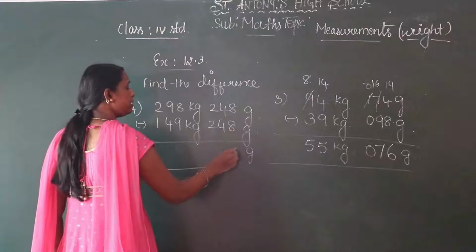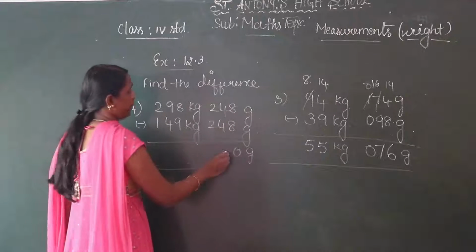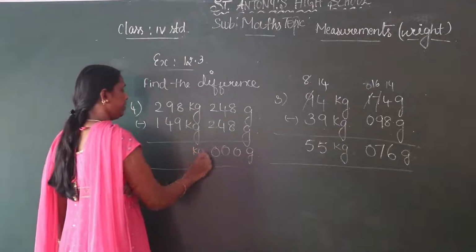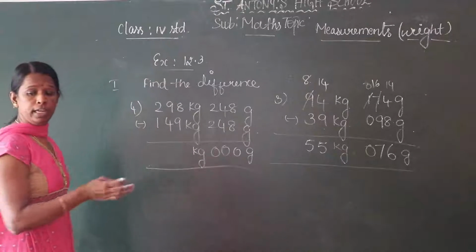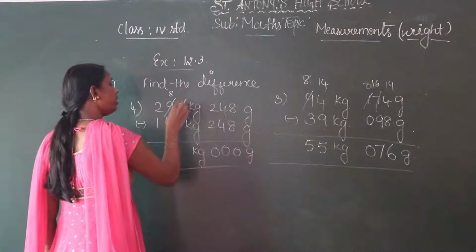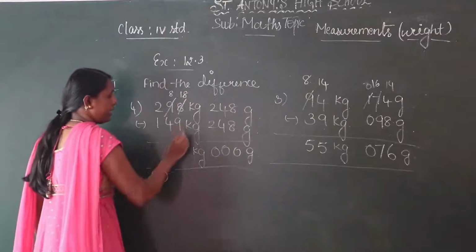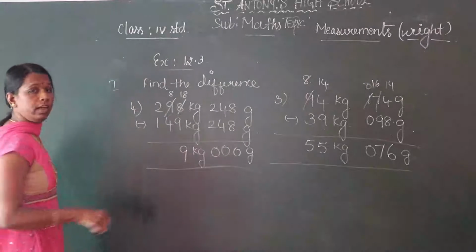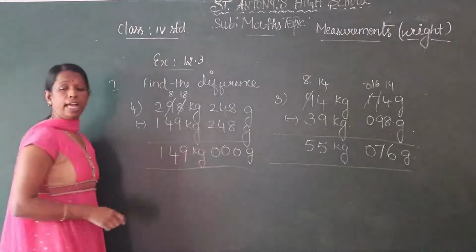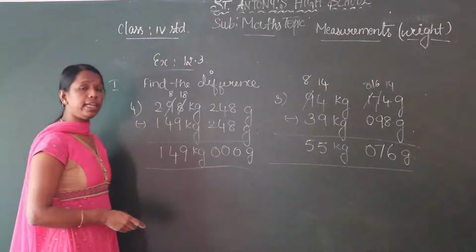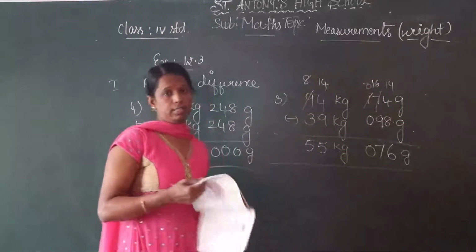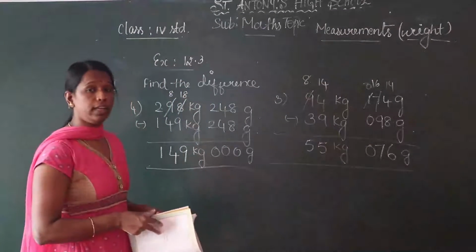8 minus 8, how much? 0. 4 minus 4, 0. 2 minus 2, 0 kg. Here 8 minus 9 is not possible. Take a borrow from the nearest place. This 9 becomes 8. This 8 becomes 18. 18 minus 9, 9. 8 minus 4, 4. 2 minus 1, 1. Answer is 149 kg. There are no grams here, write down as it is. Okay. Answer is 149 kg.